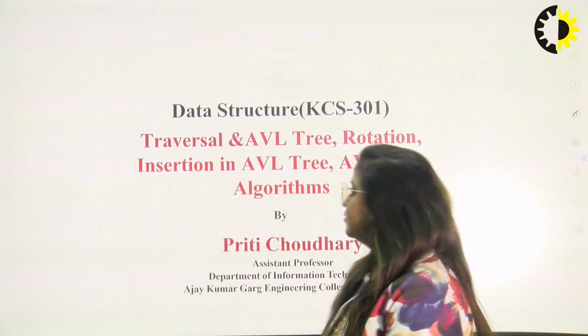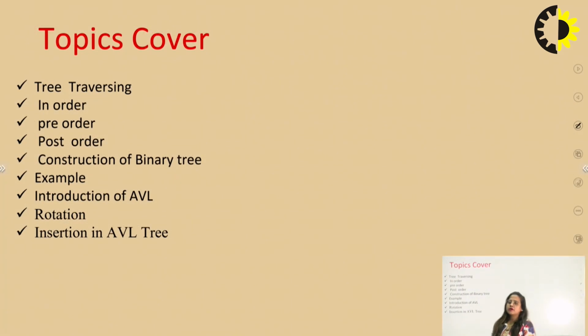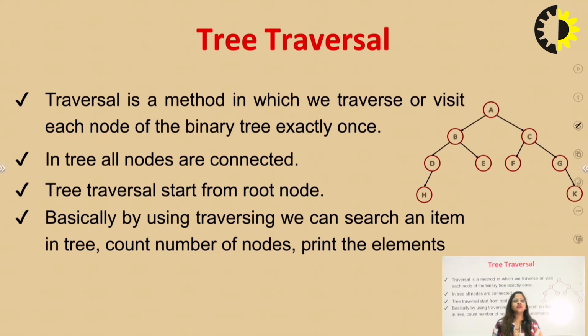So let's start. In this lecture, I will discuss these topics. First one is tree traversing. In tree traversing, we will discuss three parts: first in-order, second pre-order, and third post-order. After that, I will discuss the construction of binary trees with examples, the introduction of AVL, rotations, and insertion in AVL trees. We will also discuss AVL construction and insertion in this lecture. So first one is tree traversing.